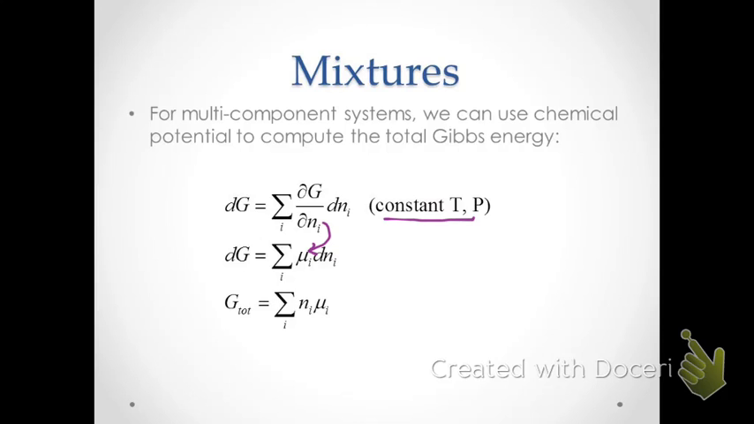And of course, if we're integrating the summation, we'll note that the integral of dn sub i just becomes the number of moles. So in this particular circumstance, if we have a mixture, the total Gibbs energy is equal to the number of moles of a component times its chemical potential, summed over all components. Again, that should make some sense, because all this is saying is, let's say we have a three-component system, then the total Gibbs energy is equal to the number of moles of component 1 times the chemical potential of component 1, plus the number of moles of component 2 times the chemical potential of component 2, plus the number of moles of component 3 times the chemical potential of component 3. That's all that means.